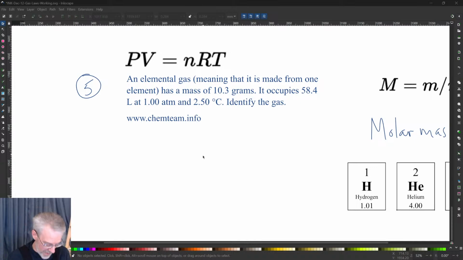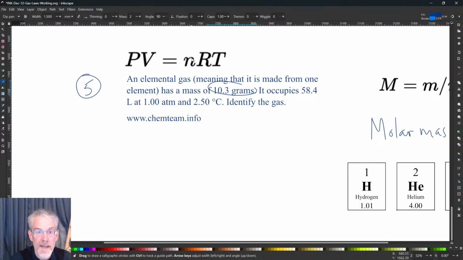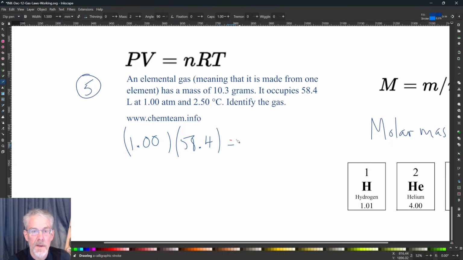So here's how we do it, right? We are given grams. So when you see this, you may think, oh, wow, grams, that's going to need to change to moles. But they're saying identify the gas. So we don't use the grams till the end because we can set this up. We have 1 atmosphere, and I'm not going to do the units right now just because it's going to take a long time to write it in. 1 atmosphere, 58.4 liters.